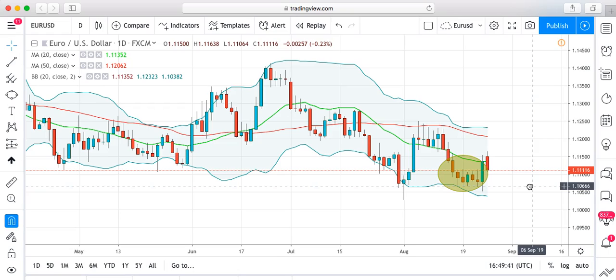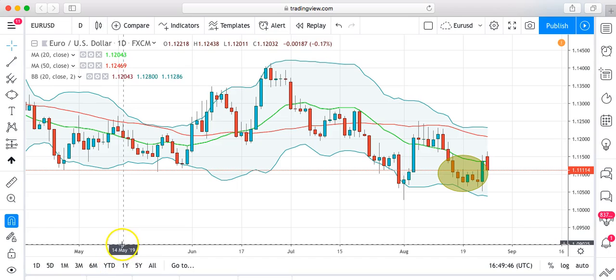And that's really what I wanted to go over, the difference between technical and fundamental trading and how you guys can spot it.